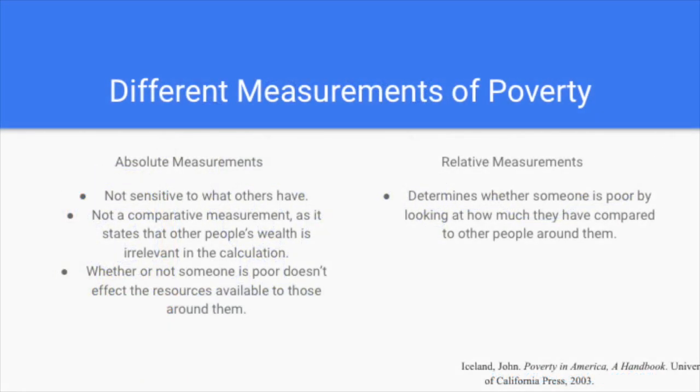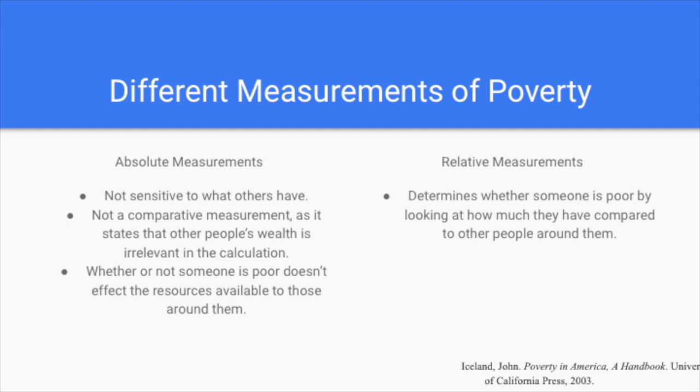There are two different measurements of poverty, absolute and relative. Absolute measurements of poverty are a measurement that is not sensitive to what others have. It is not a comparative measurement as it states that other people's wealth is irrelevant to the calculation. Whether or not someone is poor doesn't affect the resources available to those around them. The OPM is an absolute measurement.